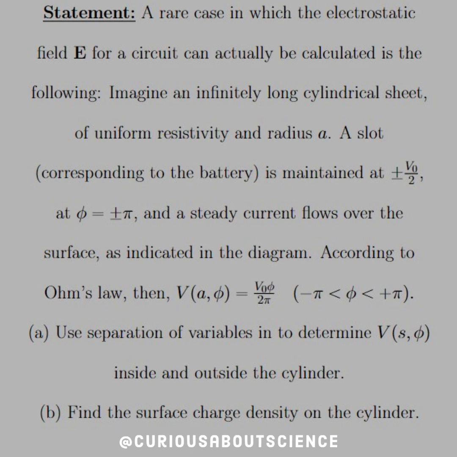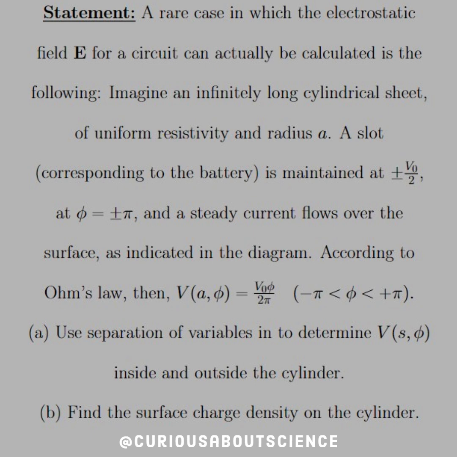Our statement now reads: a rare case in which the electrostatic field E for a circuit can actually be calculated is the following. Imagine an infinitely long cylindrical sheet of uniform resistivity and radius a. A slot corresponding to the battery is maintained at potential plus or minus V0 over 2 at phi equal to plus or minus pi, and a steady current flows over the surface as indicated in the diagram. According to Ohm's law, then, V at a, phi is equal to V0 phi over 2 pi, with phi being between negative pi and positive pi.